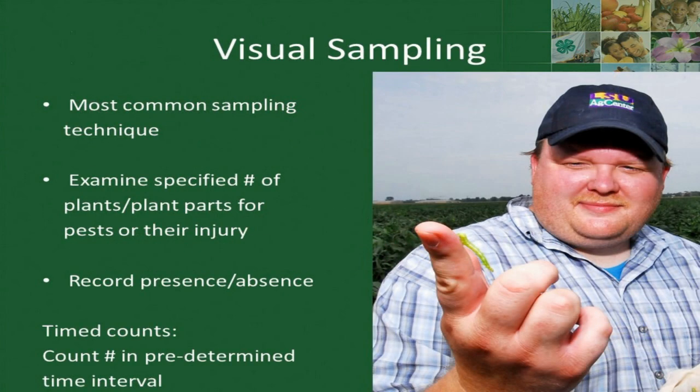First, one of the easiest ways of sampling is visual sampling. It's the most common sampling technique. You're going to walk through an area. You're examining a specified number of plants or plant parts for pests or their injury. And what you can do is simply walk in the field and look for your different pests. You record presence or absence. Sometimes these may be timed counts. You're going to give yourself a couple minutes to walk through the field and record what you see.